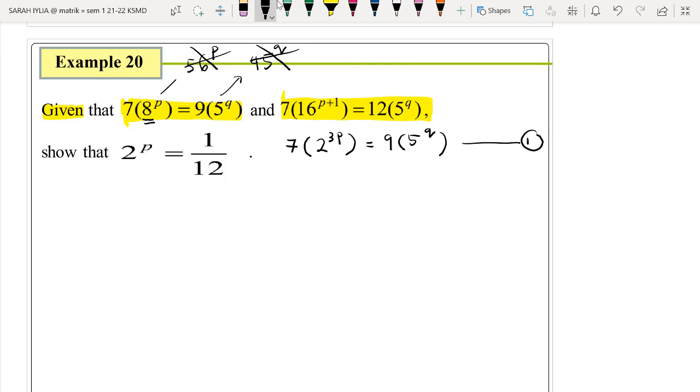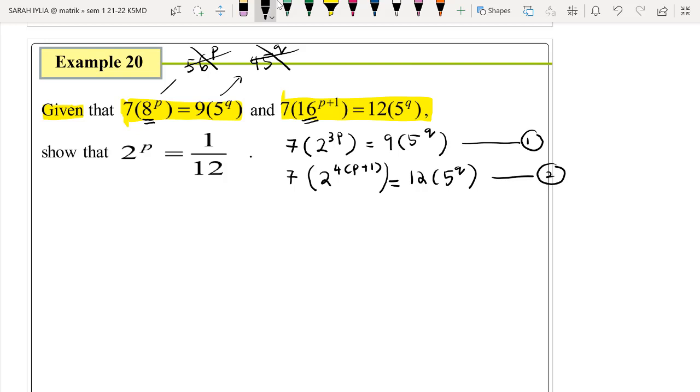Okay, well, how about the second statement? So, second statement, sama, 7, kita tak boleh gerak. Next one, we have 16. Yes, we can reduce this one also. So, 2 to the power of 4 equal to 12 times 5 to the power of q. So, that will become our second equation.